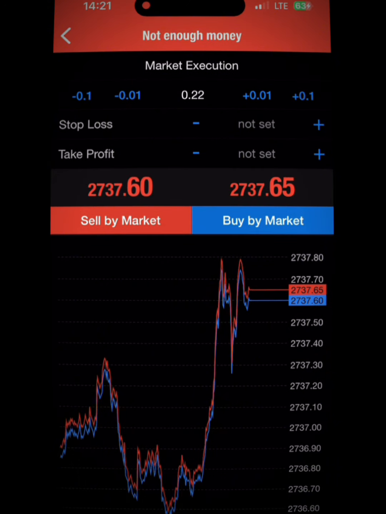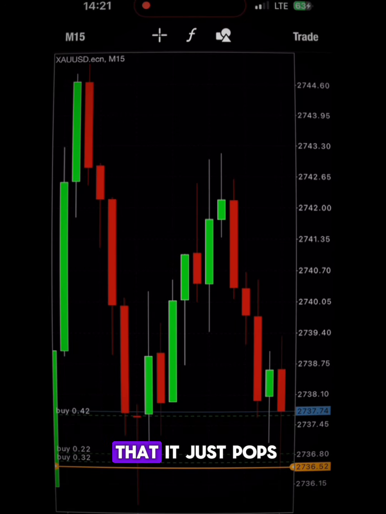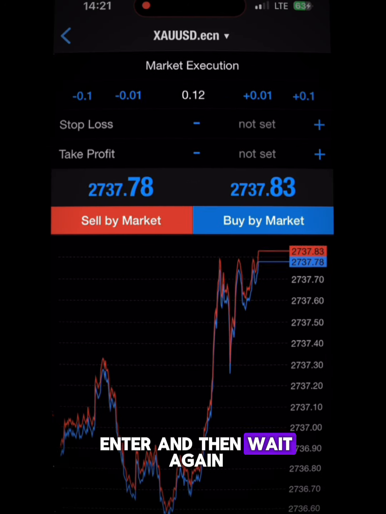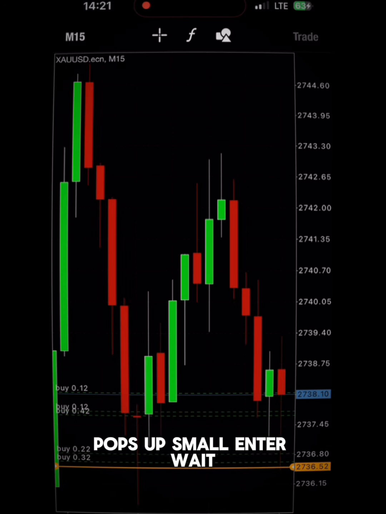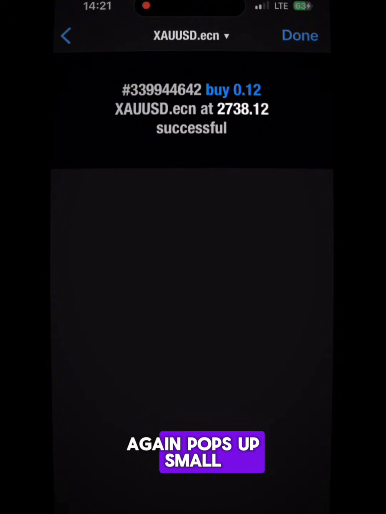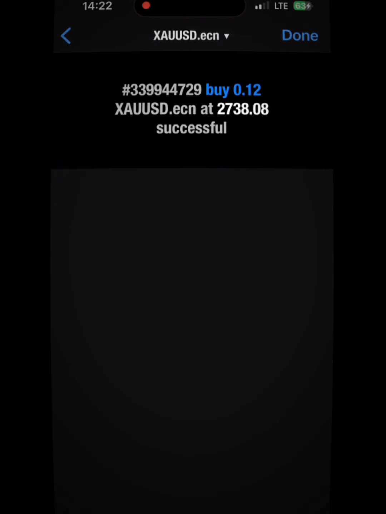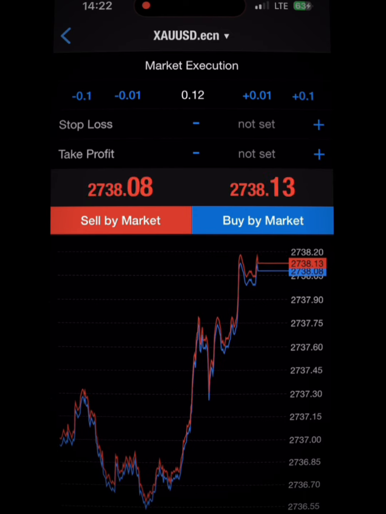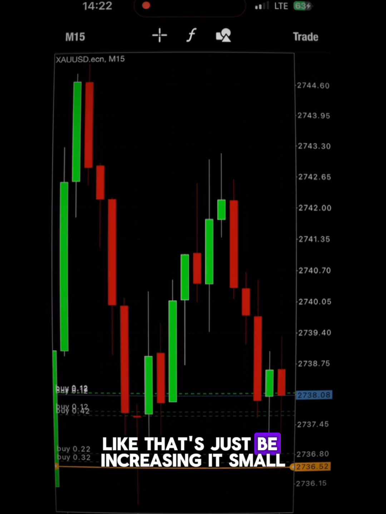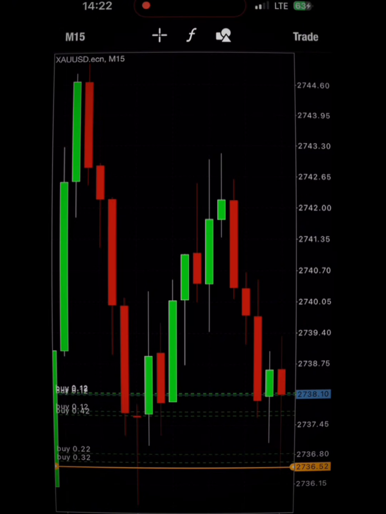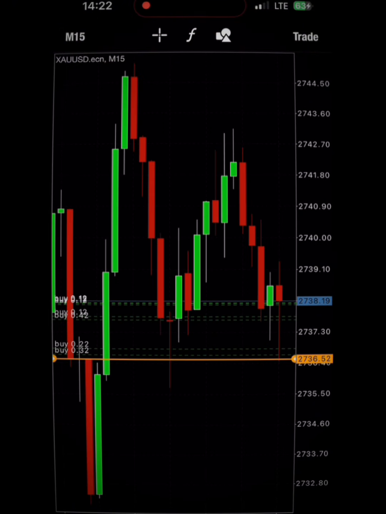You want to be studying, you don't want to play. And if you see that it just pops up small like this, you enter, and then wait again, pops up small, enter, wait again, pops up small, then you enter. That's how you want to be doing it. You don't want to be increasing the lot size like that. Just be giving it small and steady. All those small and steady entries are going to compound to something crazy later.